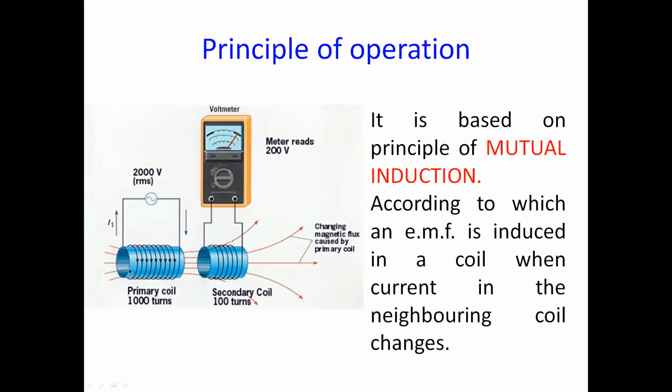Because when we give the supply to the primary, a flux is produced that links with the nearby coil, the secondary coil. Because this is AC, and AC current produces AC flux, which means changing flux. If your current is sinusoidal, then the magnetic field is also sinusoidal in nature. Sinusoidal means alternating, so there is a rate of change of flux. So according to Faraday's law of electromagnetic induction, there is an induced EMF.